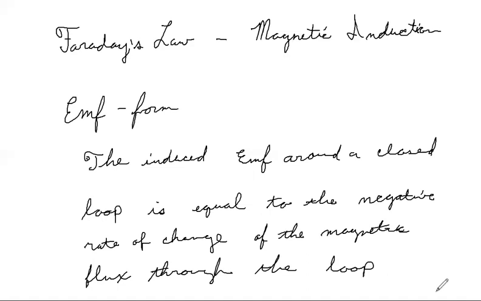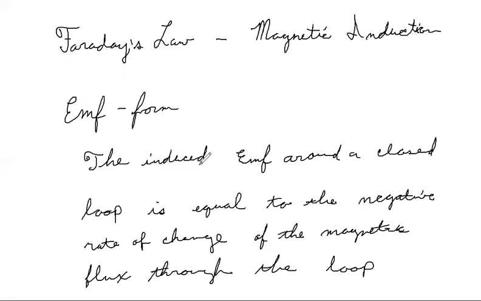Okay, well, what the hell does that mean? Let's kind of draw a picture of what's happening here. So we imagine we have some sort of a loop. It could be arbitrarily shaped. It does not matter. And I'm going to imagine that initially there is some magnetic field threading through that loop.